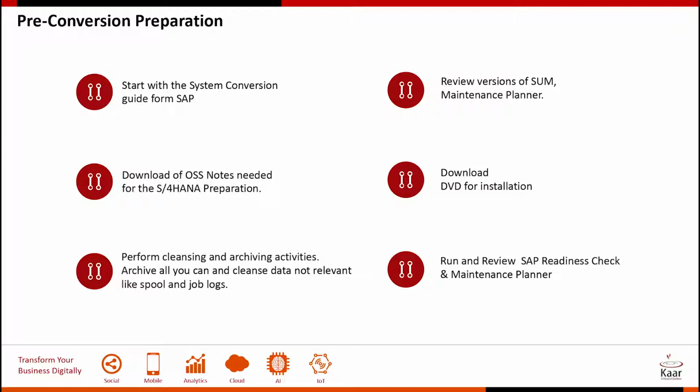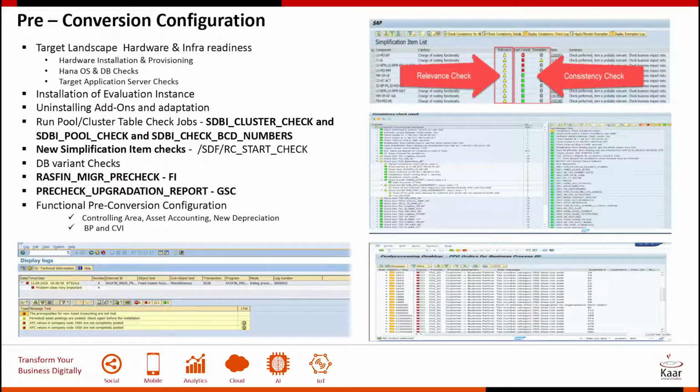So post the preparation, you get into the pre-conversion preparation. This is where you start doing the conversion on a copy of your system. So you perform the cleansing activities, remove what is not required, run the readiness check, the maintenance planner, and review the versions of the SUM, the maintenance planner, and so on, and start looking at how to start the conversion. And once you have got all that ready, you start the pre-conversion configuration steps.